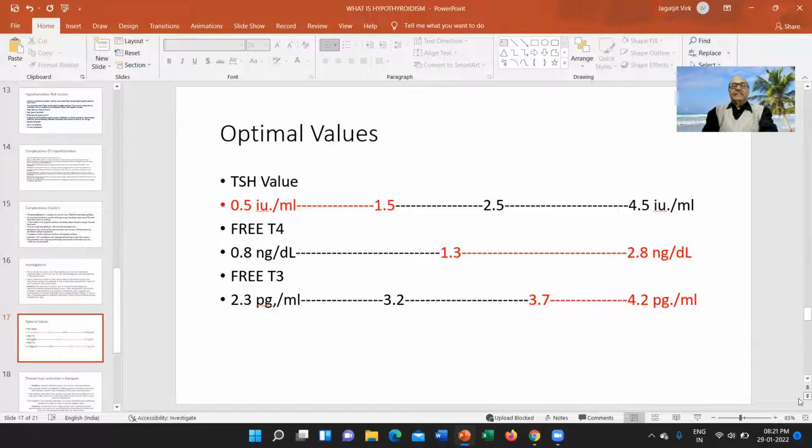nanograms per deciliter. Free T3: 2.3 picograms per milliliter to 4.2 picograms per milliliter. The optimal is 3.7 picograms per milliliter to 4.2 picograms per milliliter. The red ones are the optimal values of these hormones.